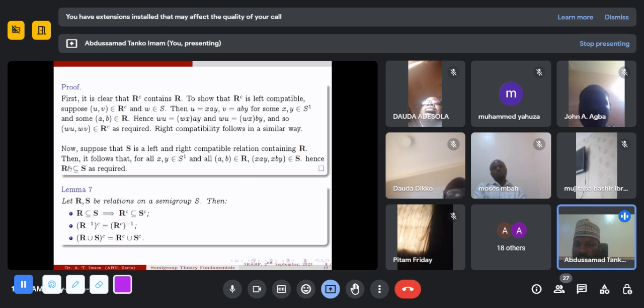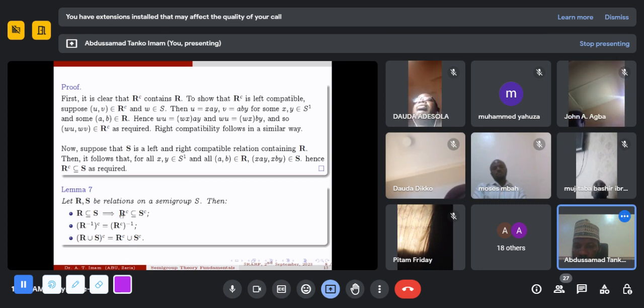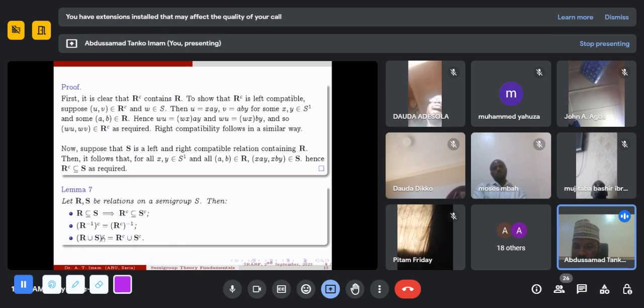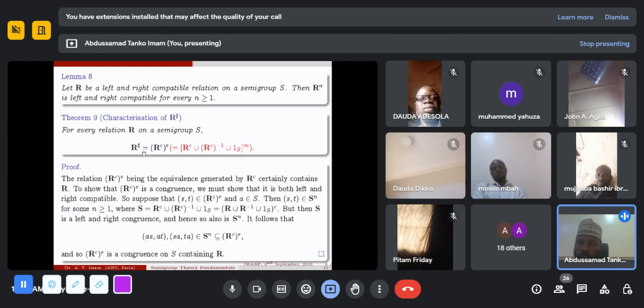And this smallest compatible relation containing R has these further properties: if R is contained in S, then RC will be contained in SC. Also, the C of the inverse is the inverse of the C. And the smallest left-right compatible relation containing a union will be the union of such relations. So therefore, it is union preserving. These properties are also immediate. One can easily check them. I'm not going to go into the proof here.